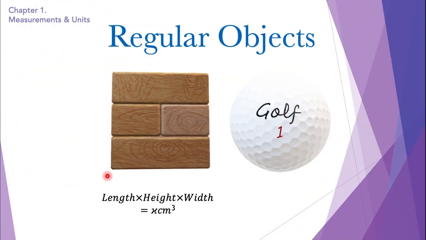So the equation we use for measuring the volume of regular objects is this: length multiplied by height multiplied by width, and we get the answer in cm cube. All of these are supposed to be measured in centimeters so that we get the answer in centimeter cube.